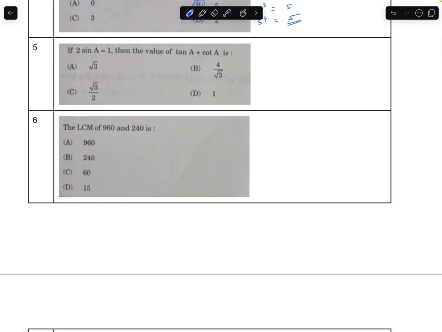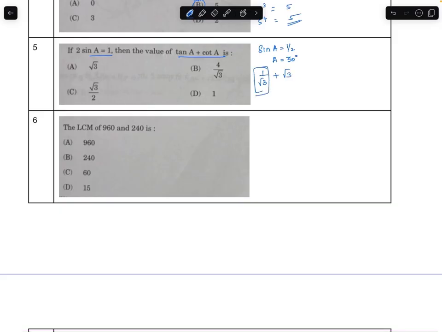Question 5. If 2 sin A is equal to 1, then the value of tan A plus cot A is. Given 2 sin A is equal to 1, sin A is equal to 1 by 2. Sin A becomes half when A is 30 degrees. So we have to find out tan 30 plus cot 30. Tan 30 is 1 upon root 3 plus cot 30 is root 3.